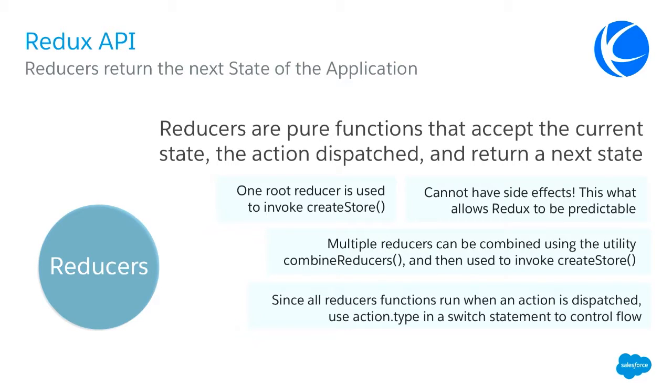Now, you only pass one reducer to createStore. So if you want to have multiple reducers and split out your logic and not just have one massive reducer that controls all your business logic, there's a utility method called combineReducers. What you do is you make all your different reducers, you feed them into combineReducers as an object, and each key in that object becomes a name in your object graph. And then you pass that root reducer that comes out of combineReducers into createStore.